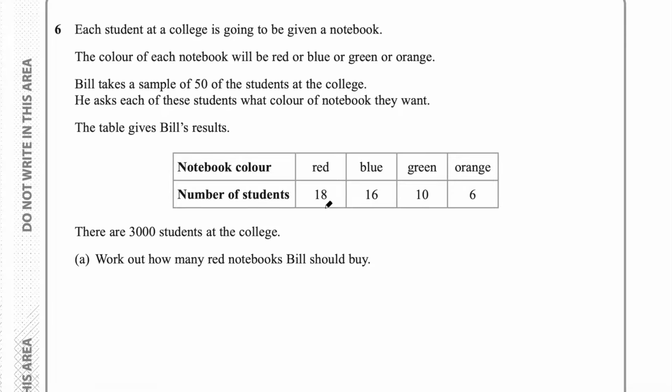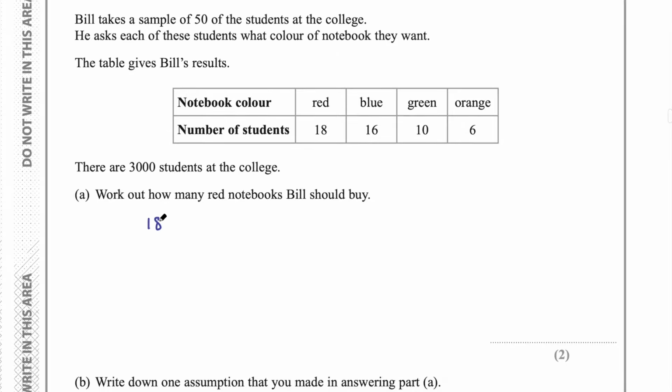Okay, so we could work out the proportion of red in the sample, which would be 18 over 50, and then multiply that by 3,000. Then we need to work that out. I would start by cancelling those zeros. Then 300 divided by 5, that's 60. 60 times 5 is 300. So then I'm doing 18 times 60. 6 times 18 is 108, so that's going to be 1080. So that's my answer for part A.